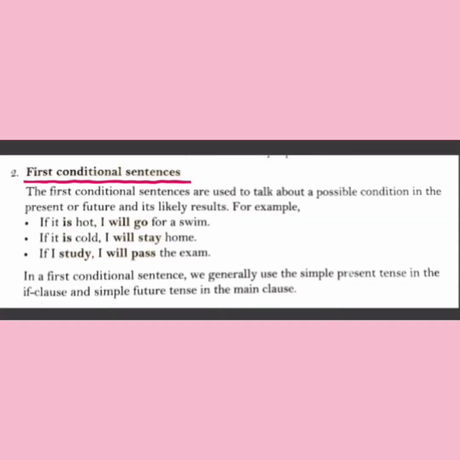The first conditional sentences are used to talk about a possible condition in the present or future and its likely results. For example, if it is hot, I will go for a swim. In a first conditional sentence, we generally use simple present tense in the if clause. That is, if it is hot, here is the simple present, and the simple future tense in the main clause. For example, I will go for a swim. Here, will go is the simple future.